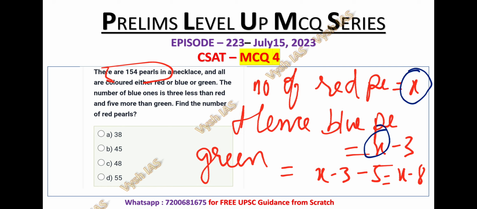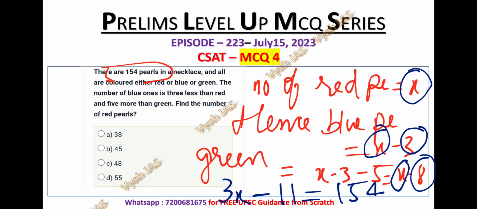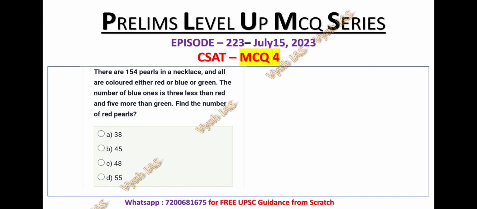x plus x, 2x, plus x, 3x, minus 3 minus 8. So 3 plus 8 is 11: 3x minus 11 is equal to the total number of pearls, 154. If you solve this equation, let me write it once again so that it will not look clumsy. 3x minus 11 is equal to 154. This is the final step that we have written.